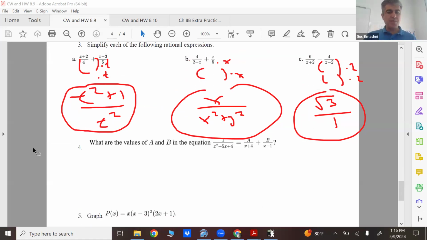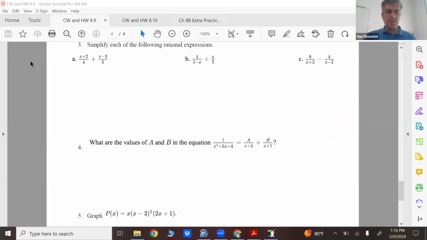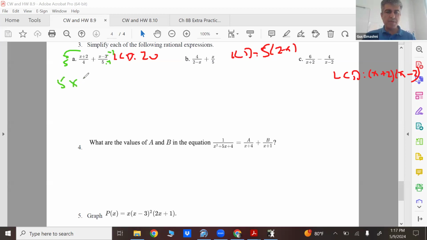For here, this is just old stuff that we've done in the past. You've got to find the LCD in each case. So here, the LCD is going to be 20. Here, the LCD is going to be 5 parentheses 2 minus x. And here, the LCD is going to be x plus 2, x minus 2. So for this one, I'm just going to multiply top and bottom by 5, 5, 4, 4. So you get 5x plus 10 plus 4x minus 12 all over 20. So 9x minus 2 over 20.